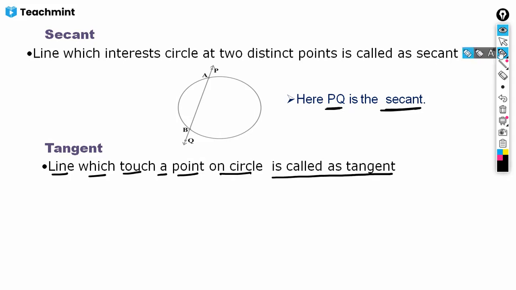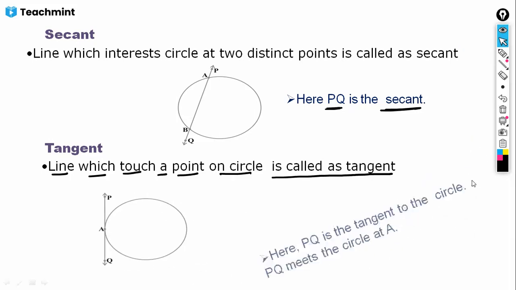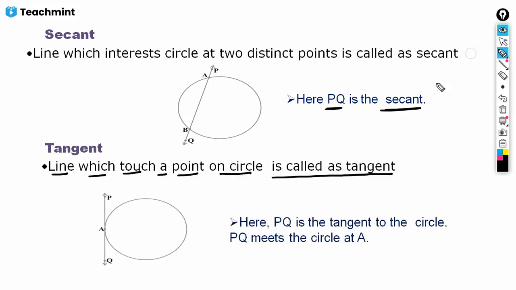So let us see the diagram now. Observe the diagram. Here there is a circle and there is a line. The line is PQ, and it is touching the circle at one point, that is A. This kind of line we call a tangent. If a line is touching a point on a circle, then we call it a tangent.